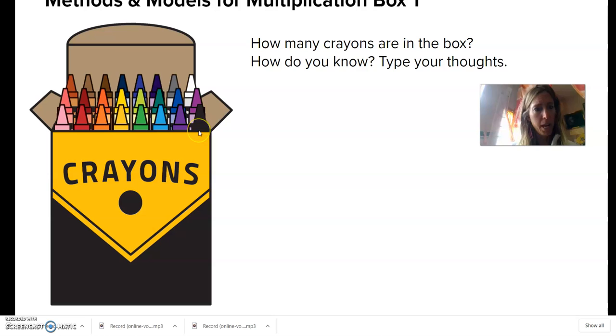So we have a box of crayons. How many crayons are in that box? Go ahead, pause the video and try to make use of a number line or a ratio table or a tiled array or an open area model. Do something and write it out. Pause the video, try it out because I'm going to start it, okay?